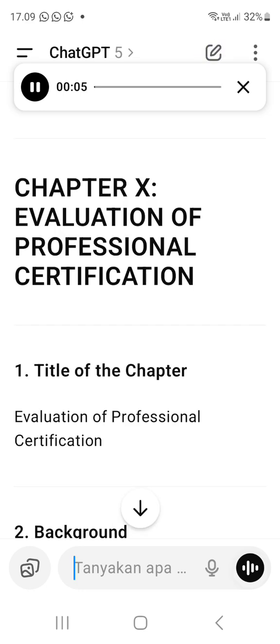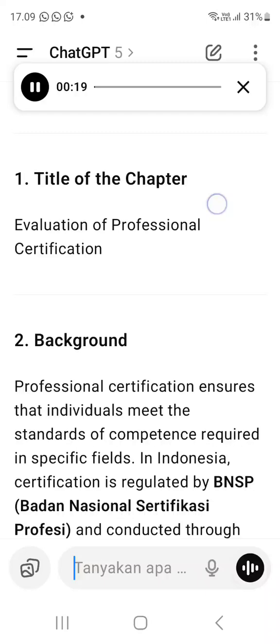Verification in English, developed in detail with the 20 ADRI textbook elements, continuing the textbook sequence. Chapter X, Evaluation of Professional Certification. 1. Title of the chapter: Evaluation of Professional Certification.